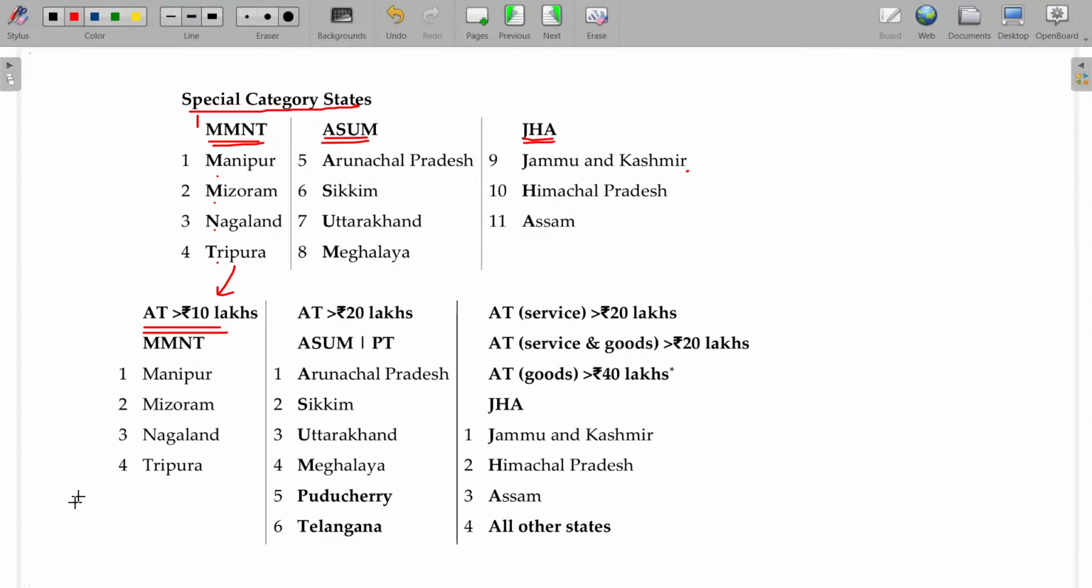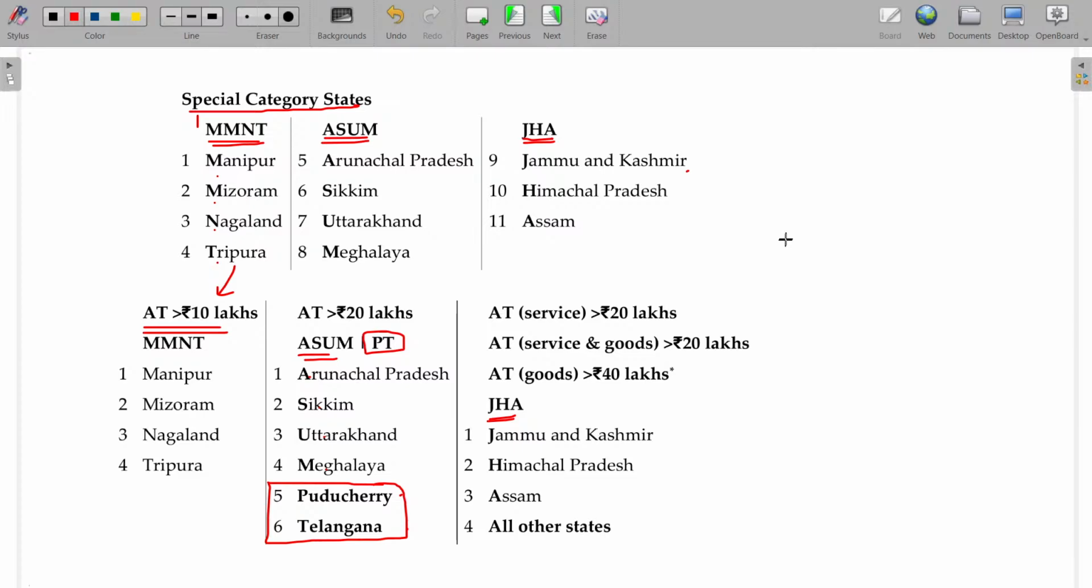Now, in case of ASM and PT, PT are not special category states, but general states only. They too register for GST once their aggregate turnover crosses 20 lakhs. Arunachal Pradesh, Sikkim, Uttarakhand and Meghalaya. PT represents Puducherry and Telangana. These two will not be special category states, and the aggregate turnover limit in these two states is only 20 lakhs. And in case of JA and other states.